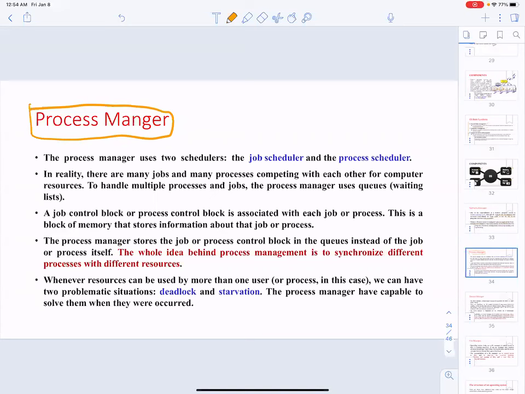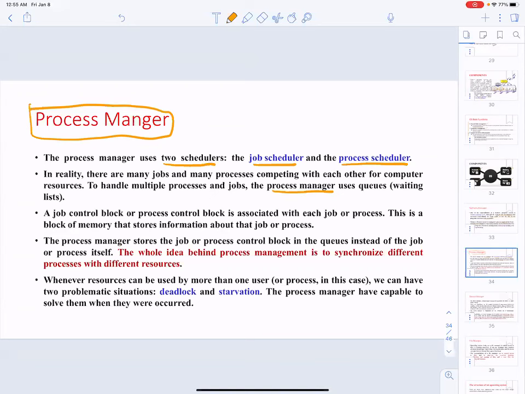The process manager uses two schedulers. The first one is called the job scheduler, which is responsible for scheduling the entire job provided by the user to the operating system. The second one is the process scheduler. In reality, there are many jobs and many processes that compete with each other for the computer resources, including the memory, the hard disk, and the CPU. To handle those multiple processes and jobs, the process manager is responsible for facilitating the scheduling of processes and jobs in an efficient way.